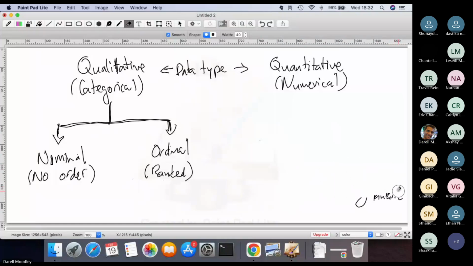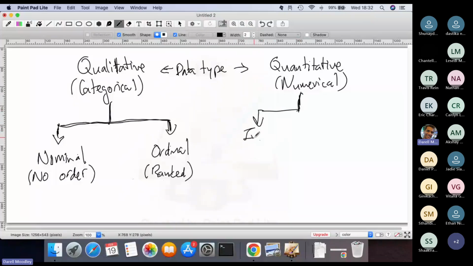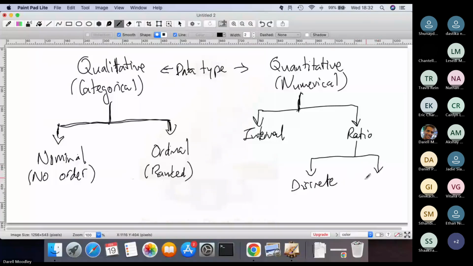So I'll write the measurement scales down and then I'll explain it. Now, quantitative has two levels. Okay, so first you get interval. I'll explain all of these in a second. And then you get ratio. And then ratio goes one step further into discrete and continuous. Okay, so don't panic. I will explain all of this right now.